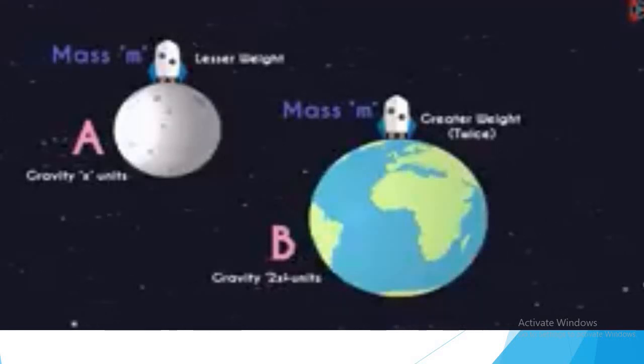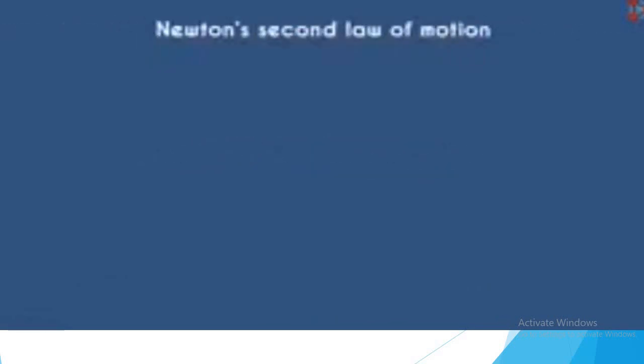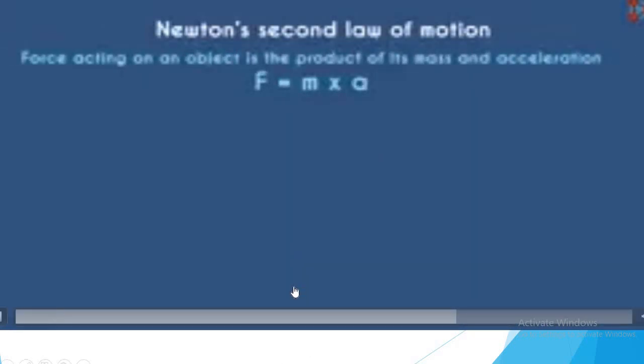So the weight of an object is a measurement of gravitational force acting on it. How can we understand weight using a formula? We know Newton's second law of motion, which says that the force acting on an object is the product of its mass and acceleration. That's it. Thanks for watching.